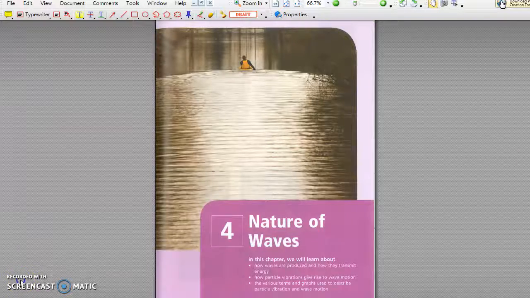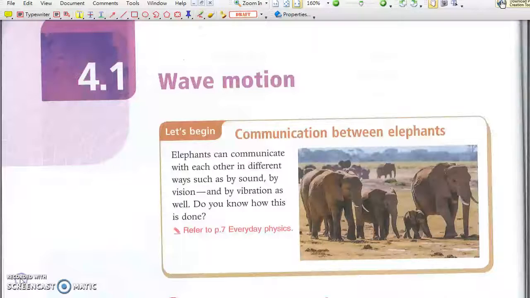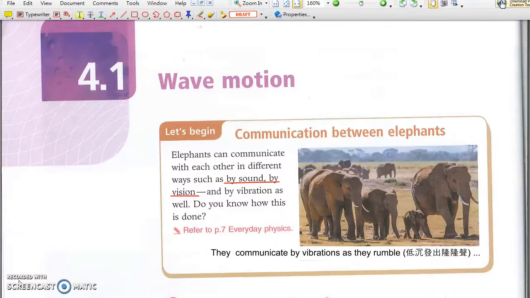Chapter 4, Nature of Waves. 4.1 Wave Motion. Let's begin. Communication between elephants. Many animals communicate by sound and vision. Elephants communicate even by vibrations as they rumble, which travels through the ground to much further away.